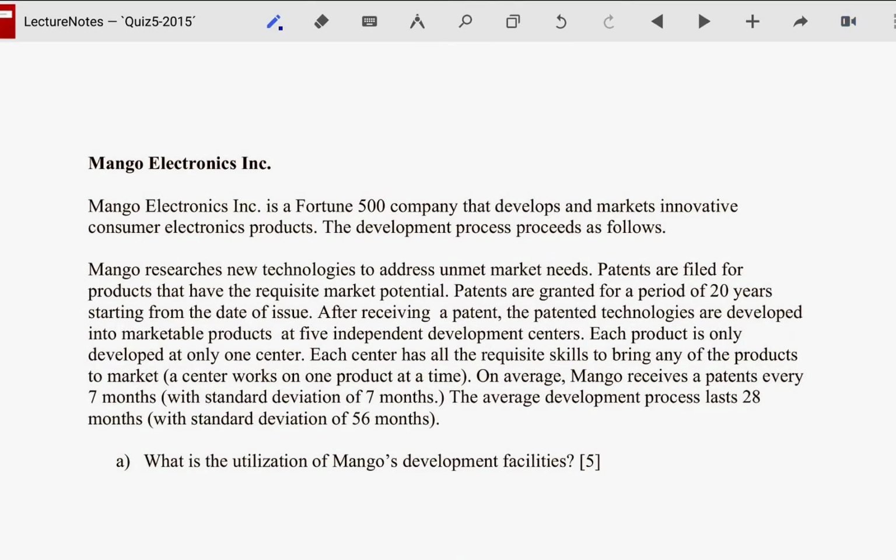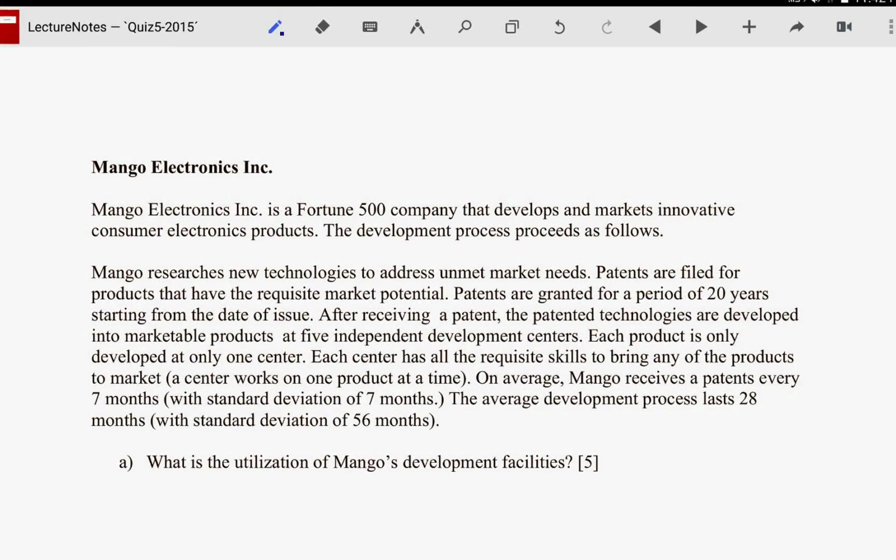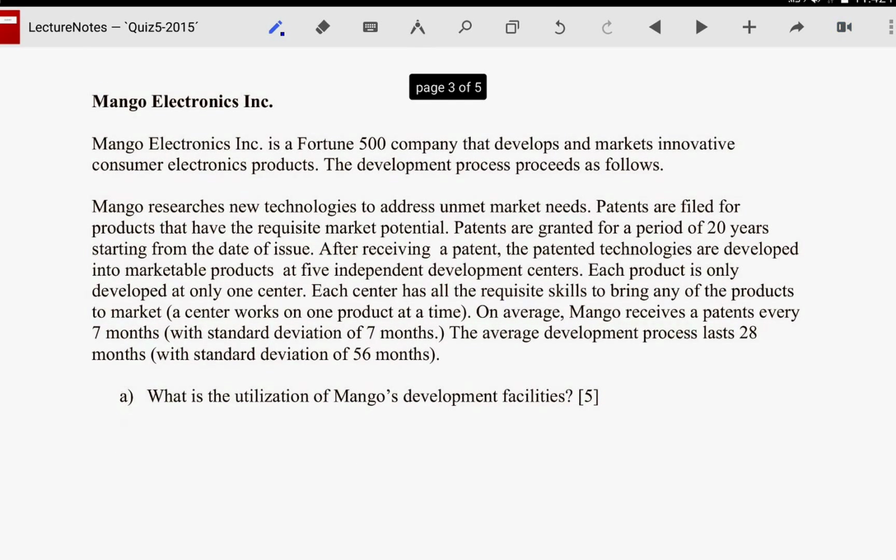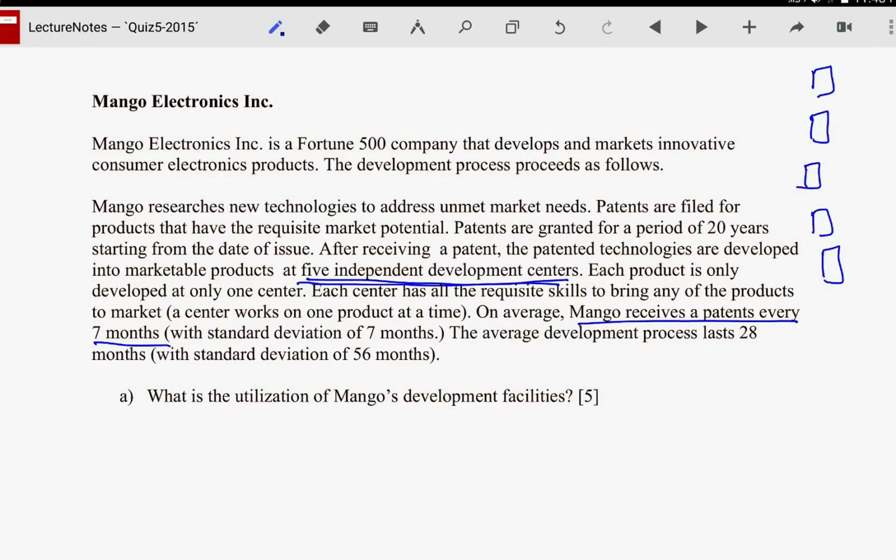All right, this question tricked quite a few people, but think about this. There are 5 independent development centers. It's like having 5 servers. On average, this company receives a patent every 7 months. Think of these development centers as 5 servers.